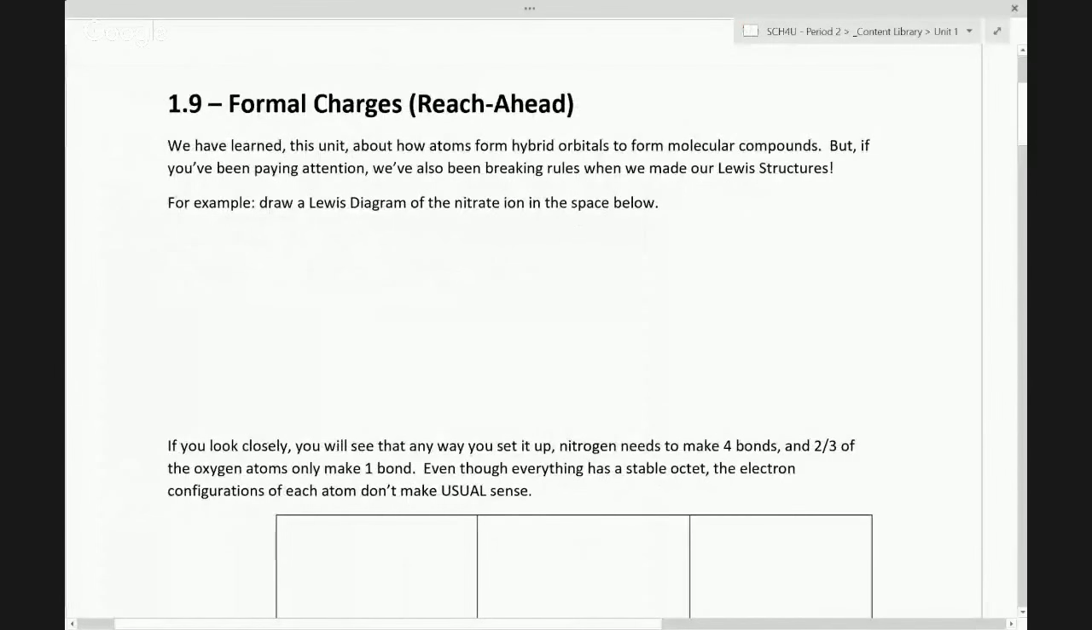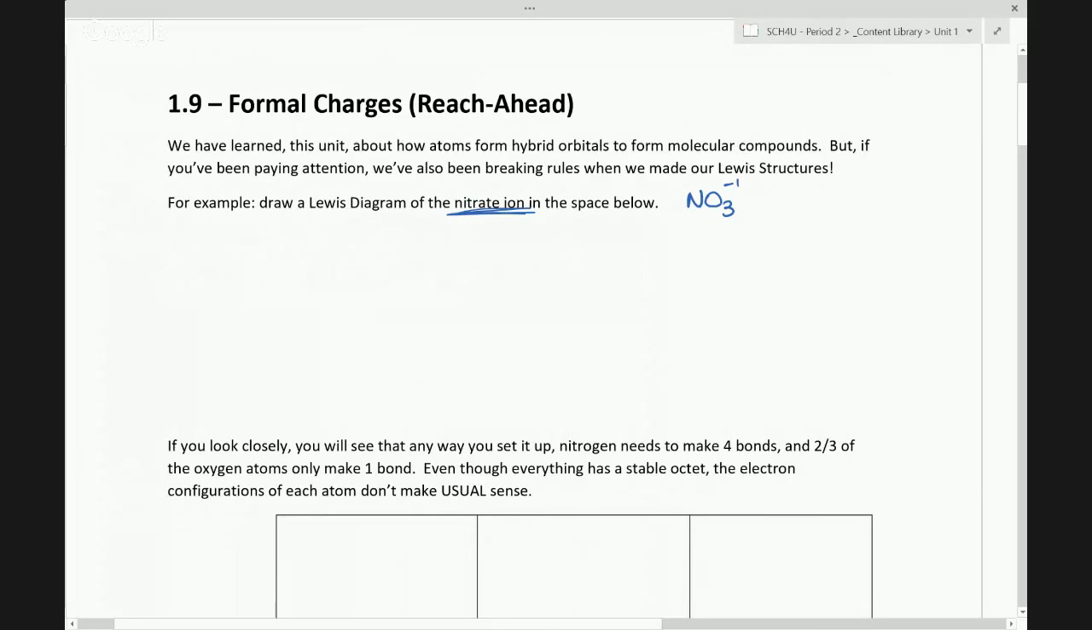Okay, so you've learned this unit about how atoms form hybrid orbitals to make molecular compounds. But if you've been paying attention, we've also been breaking rules when we made our Lewis structure. Maybe you noticed or maybe you didn't. But I want to give an example, which is that we're going to make the nitrate ion. So hopefully you remember that nitrate has a formula of NO3 and a charge of -1.